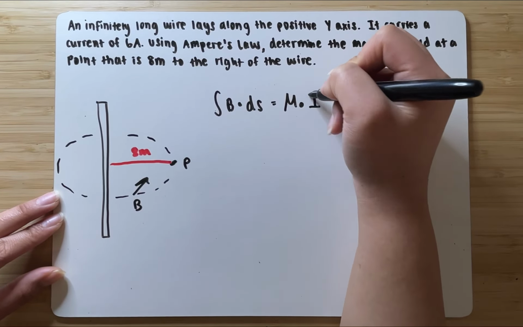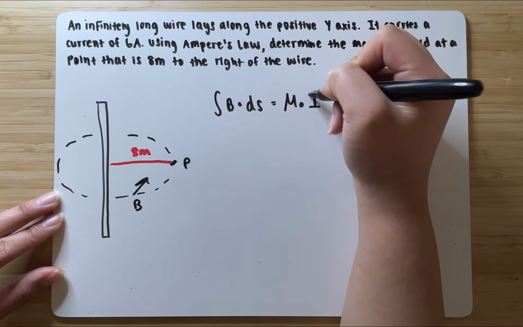Okay, next, Ampere's law states that B is constant. With that, we can take B out of the integral and find the integral of the length element, which equals mu naught times I. The integral of the length element is just going to be the circumference of the circle. So the circumference of the circle is 2 pi r. So B times 2 pi r equals mu naught times I.